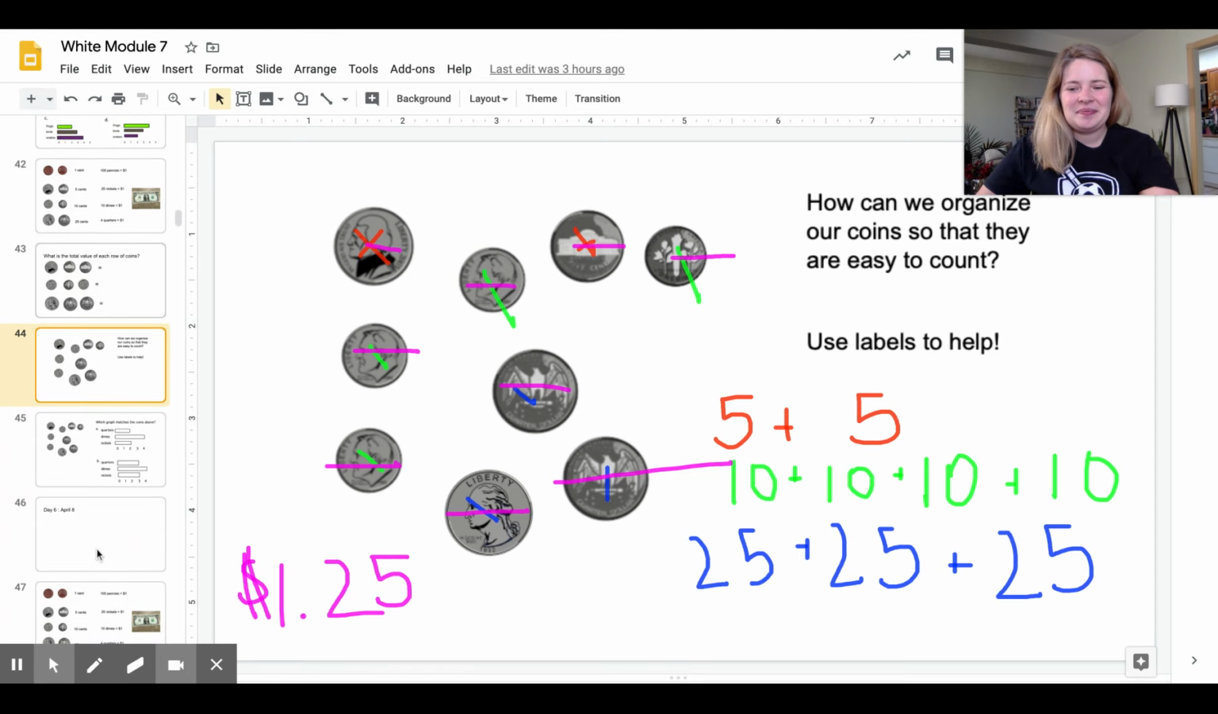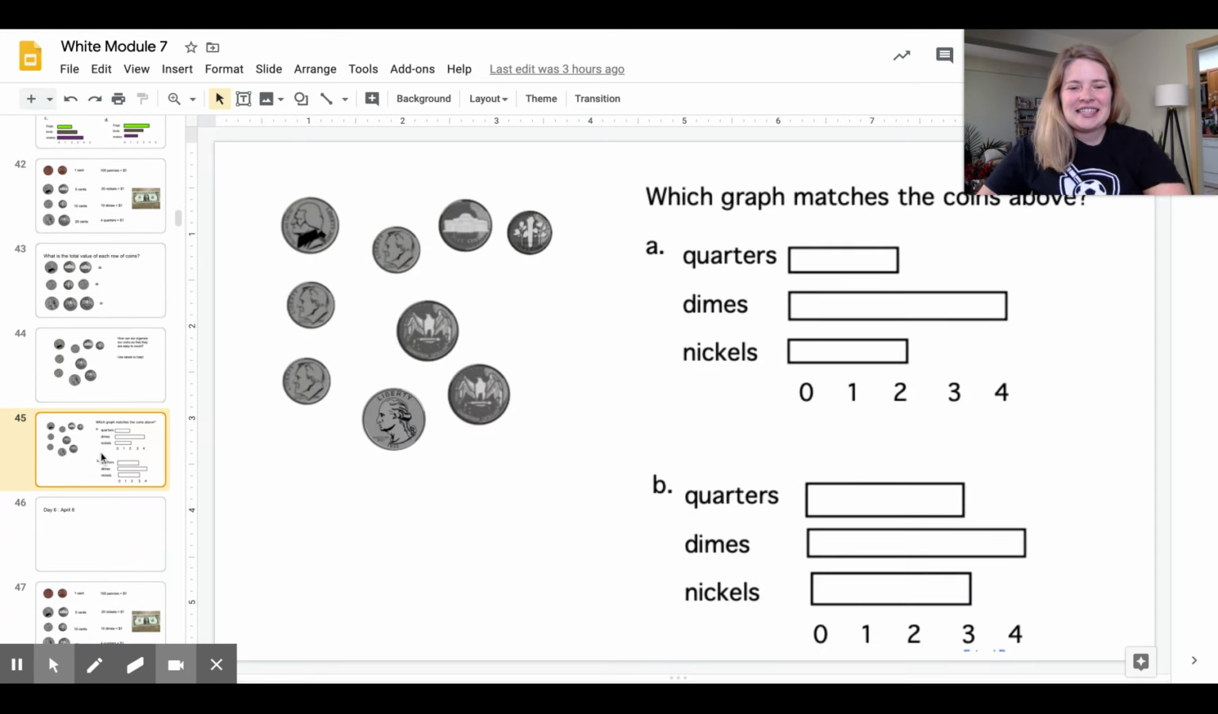All right. The last thing that we're going to do today is combine the two things that we worked on today. We are going to find out the value of some money, and then we're going to use a graph to match the value with the graph. Let's take a look. We need to decide which graph matches the coins.